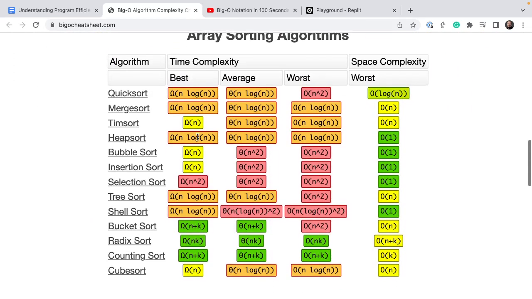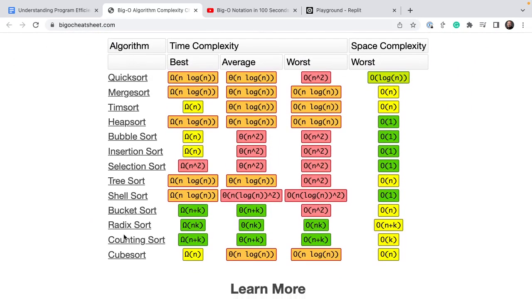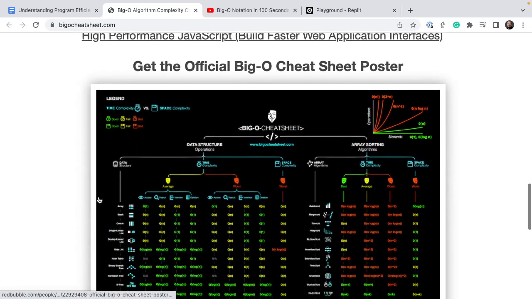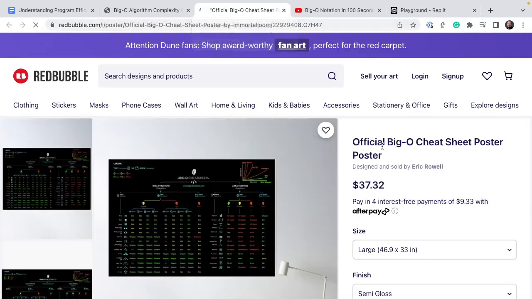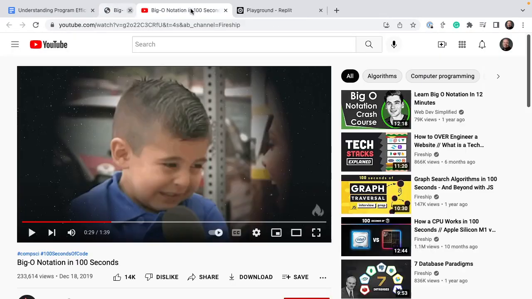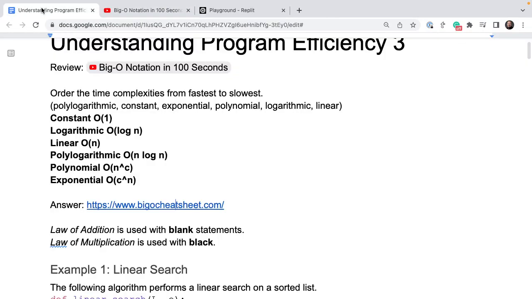We're going to talk about sorting algorithms next week. We're not going to go through all of these. And if you really are loving this, you can buy a poster. You can go ahead and get a $37 poster and hang it up. Nerds, I'm just kidding. I really kind of want that poster. It looks super cool. Anyway, that's a little bit of a review from last time. Does anyone have any questions from that?